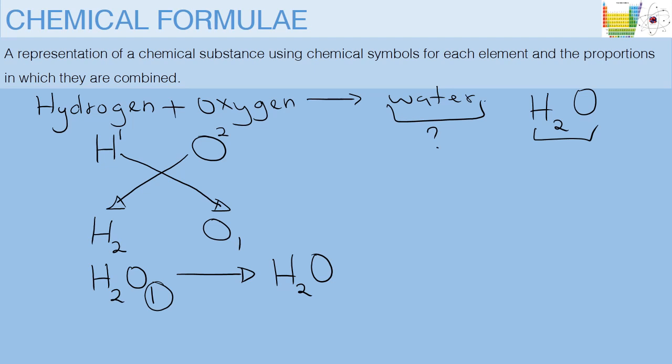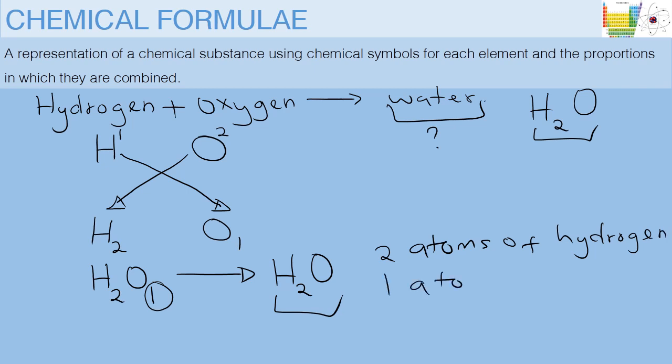So water is written as H2O, meaning it has 2 atoms of hydrogen combined with 1 atom of oxygen.